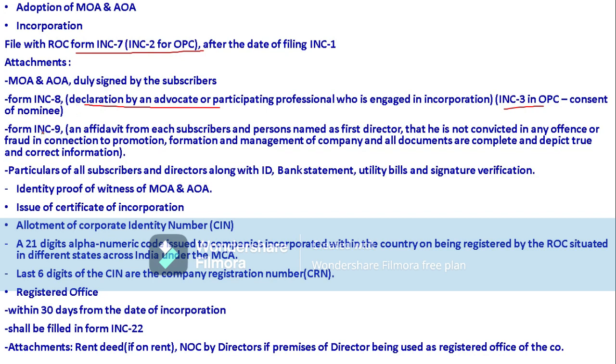After submitting MOA and AOA, we have to give a declaration. After the declaration, INC 9 should be given, which is nothing but an affidavit. It is an affidavit from each of the subscribers to the memorandum and the first directors, that he is not convicted of any offense or fraud in connection with promotion, formation or management of any company during the preceding 5 years, and that all the documents filed with the registrar for registration of the company are correct, complete and true to the best of his knowledge and belief.